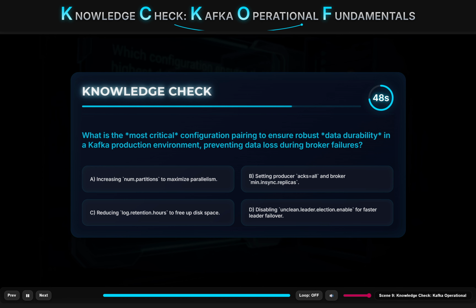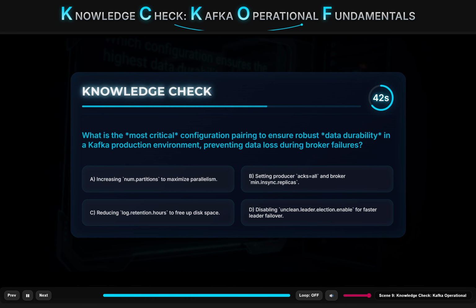So for our question, what is the most critical configuration pairing to ensure robust data durability in a Kafka production environment, preventing data loss during broker failures? Take a moment to think it over. Alright, the clock's ticking. The correct answer is option B, setting producer acks equals all and broker min.insync.replicas.